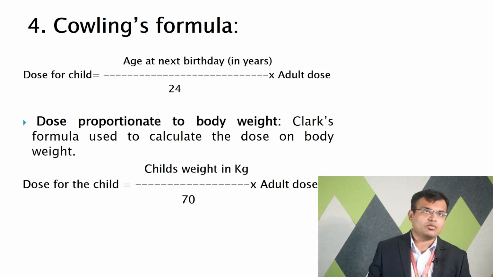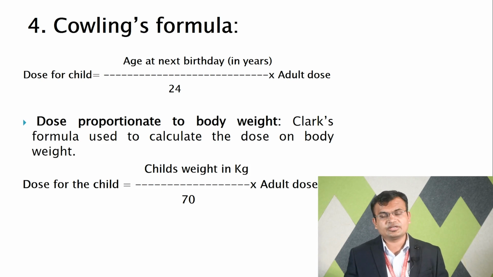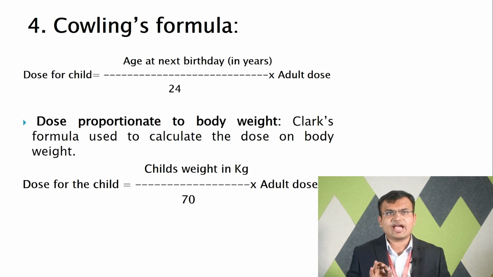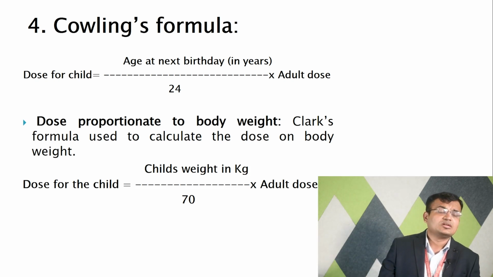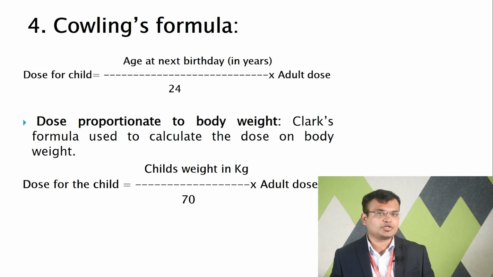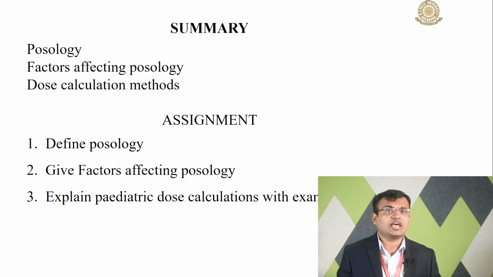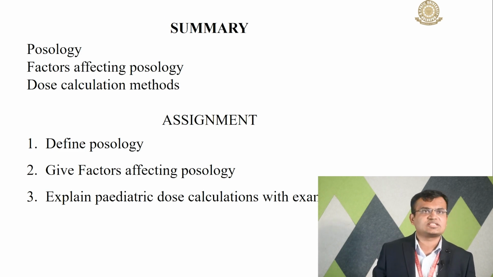Another formula is called Cowling's formula. The dose for the child can be calculated as age at next birthday in years into adult dose divided by 24, or in a simple way we can say the dose for the child is equal to the age at the next birthday divided by 24 into the adult dose. Another formula is Clark's formula. The dose for the child is based upon the weight, that is weight divided by 70 into the adult dose. So these are the various formulas which will help to understand how the calculation for the pediatric dose is carried out.